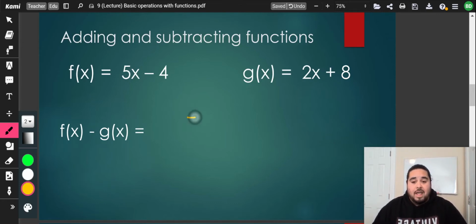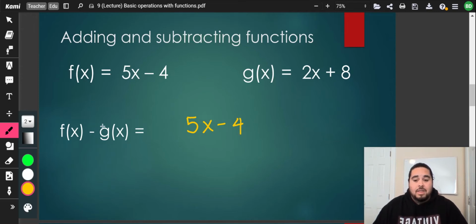We're starting off with our f of x. So we have 5x minus 4. But now this says we're subtracting g of x. So when you subtract a function, you're basically adding the opposite. Okay, so think about g of x up here, and we're going to think of the opposite. So it would be negative 2x and negative 8. Now this is what we're going to write underneath. So negative 2x, because again, we're subtracting that function, and minus 8.